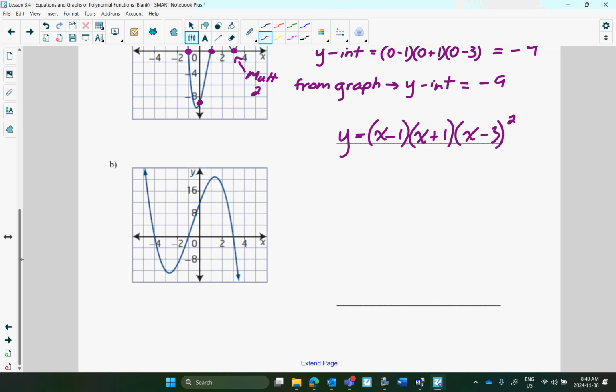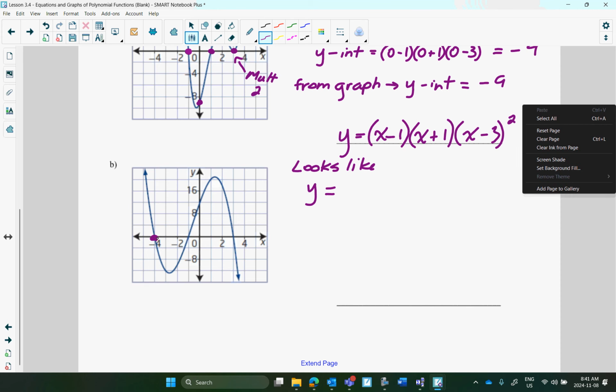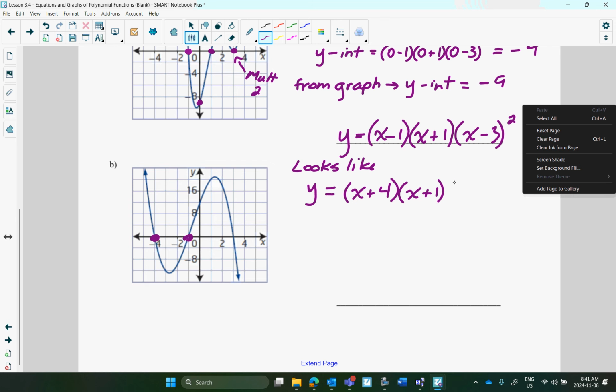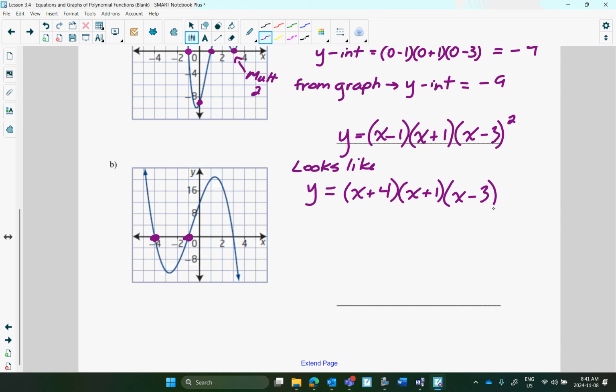Let's look at the next one. And again, according to the x-intercepts, it looks like what? Give me a set of parentheses with the correct number in it. x plus 4, because this is minus 4, so that means x plus 4 is the factor. x plus 1 matches up with that. x minus 3 matches up with that. None of them bounce back, so I don't have to put any squares on any of them. So it looks like this.